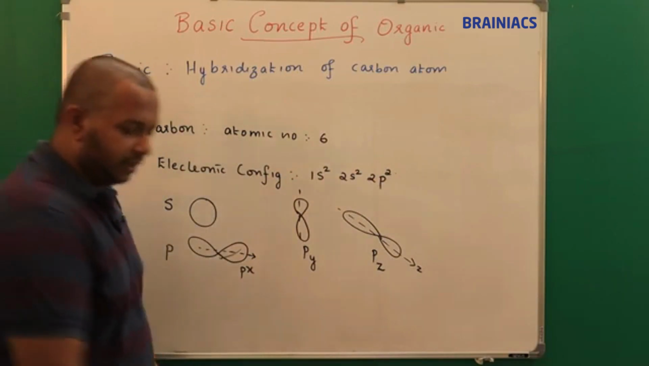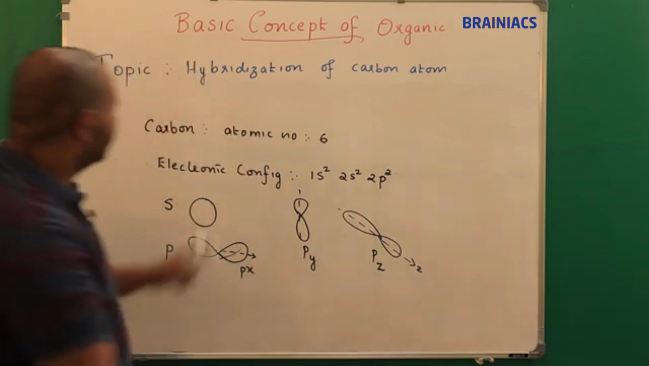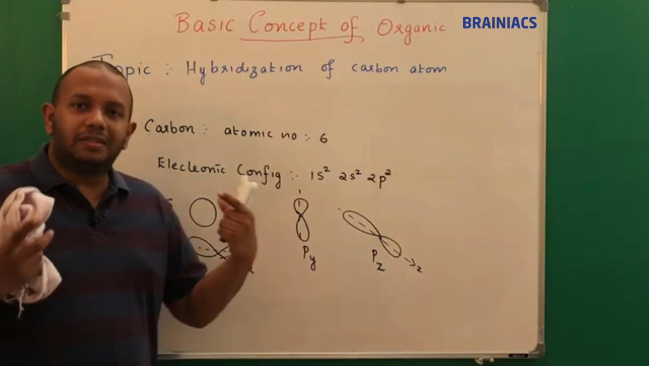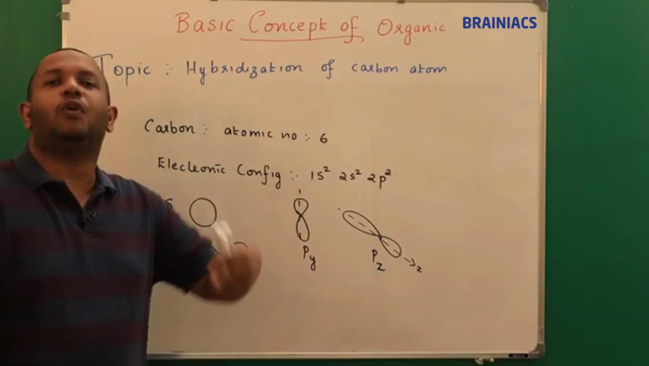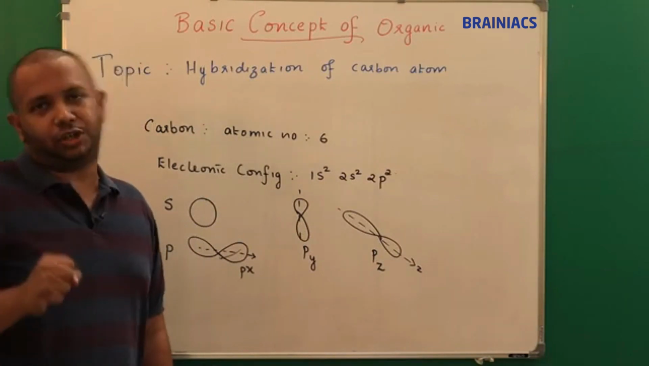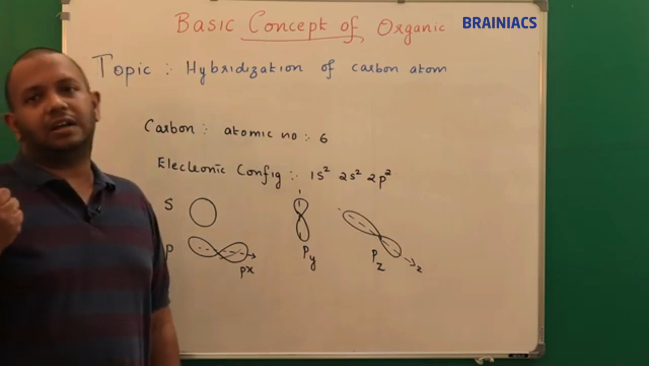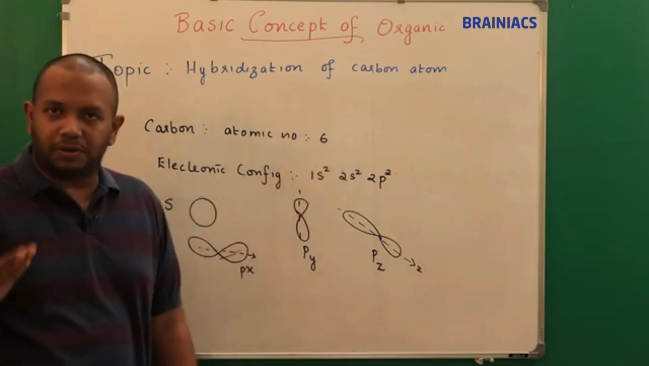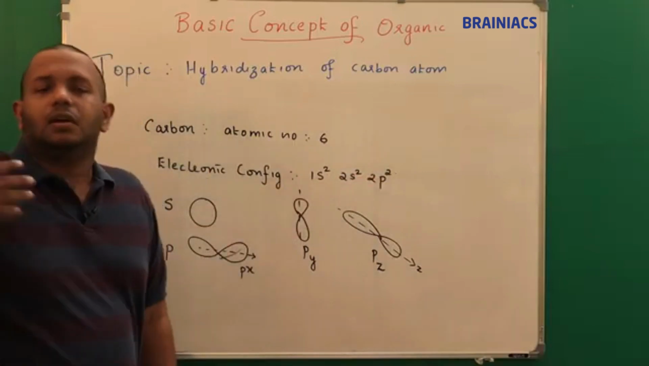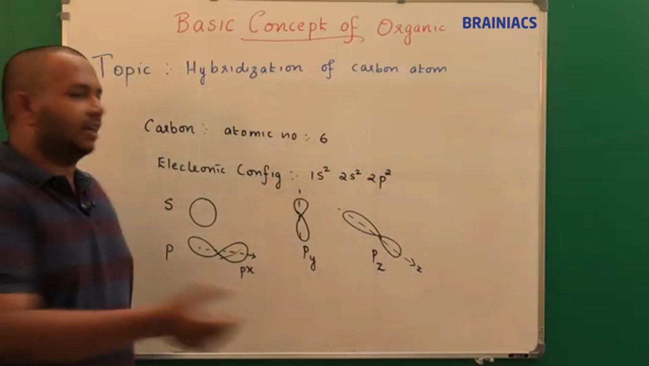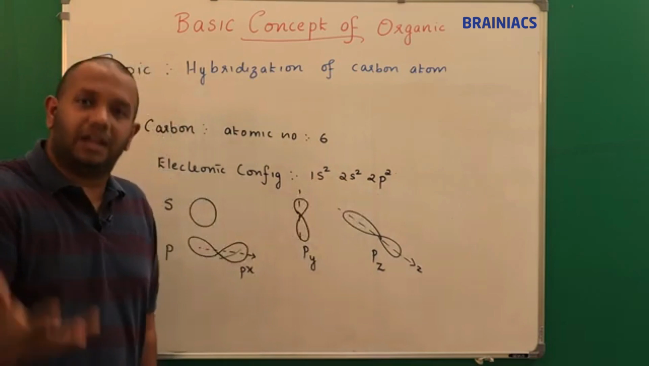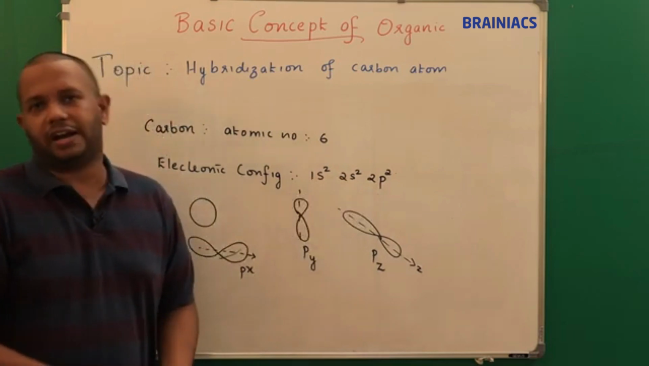What will happen here is these s and p orbitals can undergo mixing. The mixing of s and p orbitals to form degenerate orbitals. Degenerate means orbitals having the same energy. Especially valence orbitals will only enter into hybridization. The mixing of the valence s and p orbitals to form orbitals of equal energy, that phenomenon is called hybridization.